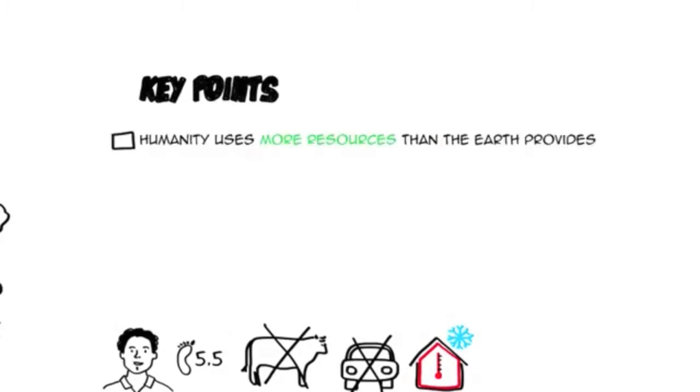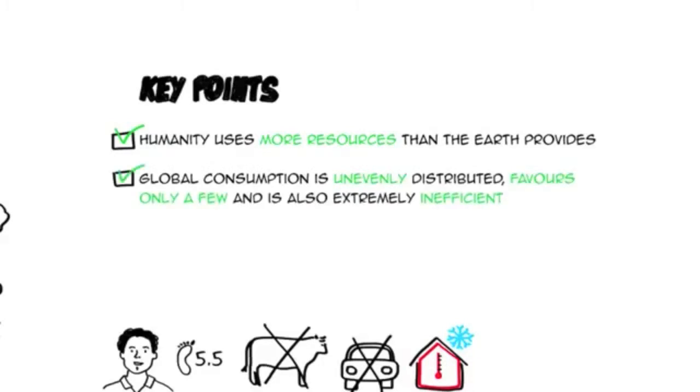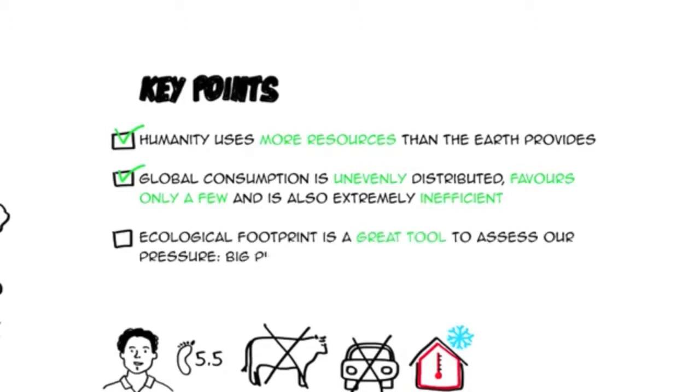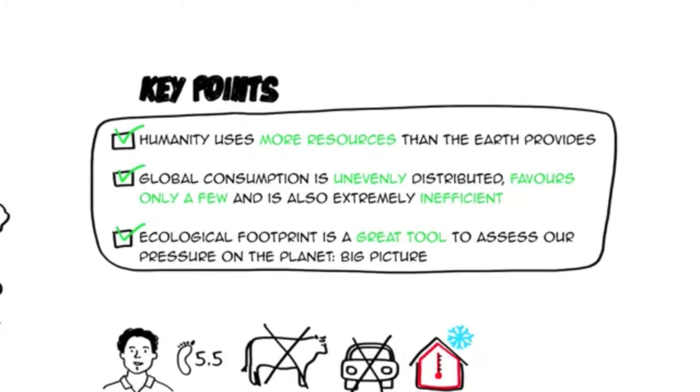Humanity uses more resources than the Earth provides. The main problem is not the absolute lack of resources, it's the fact that our global consumption is unevenly distributed, that it favors only a few, and that it's also extremely inefficient. And the ecological footprint is a great tool to assess the pressure that we put on the planet. Basically, it helps us keep the big picture in mind and not get lost in the details.